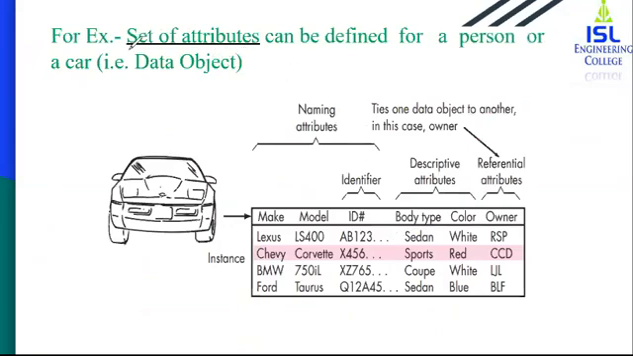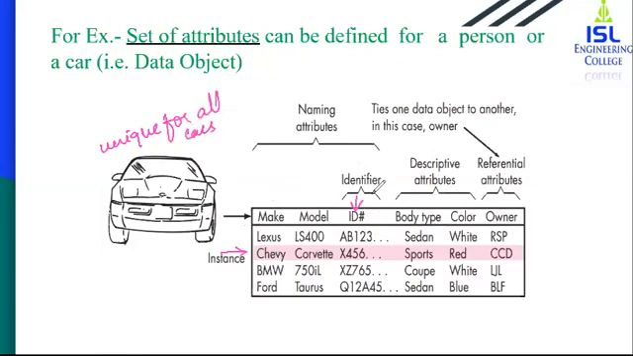Now coming on to another example. We are using a set of attributes that can be defined for either a person or a car. Here we are taking an example for a car. Now this car is your data object. Within this car, you're going to make a table. This table is going to have the model of the car, the ID number, the body type, the color, and the owner. Now selecting this particular instance, that is this particular row that is highlighted, we are using the car Corvette. It has a specific ID number, body type, color, and owner. Now within this, there are different types of attributes. We will be studying these attributes. Identifier is a unique identification number. This identification number is unique for all cars.